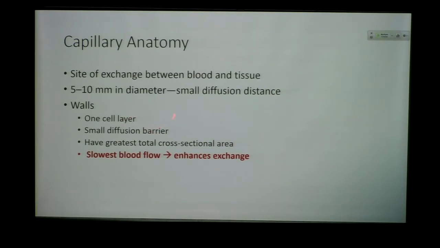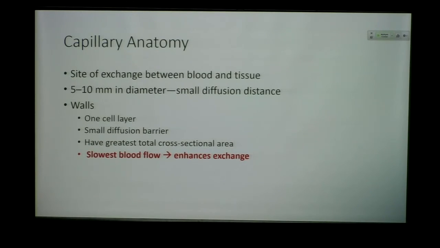Now we have one cell layer, so whereas in other areas of the vasculature, we've seen fibrous tissue, we've seen smooth muscle, and then we see the endothelial layer, in capillaries, all we have is endothelial layer. So it's just one layer of endothelial cells, and this provides a small diffusion barrier once again.